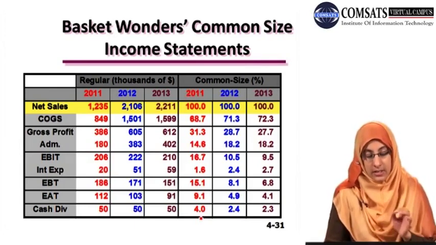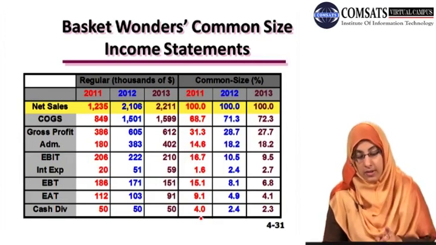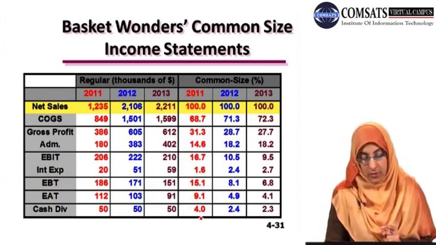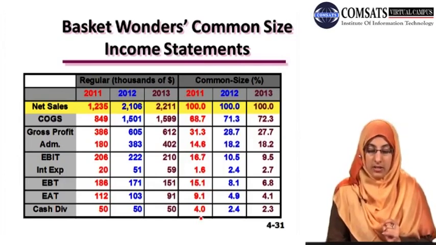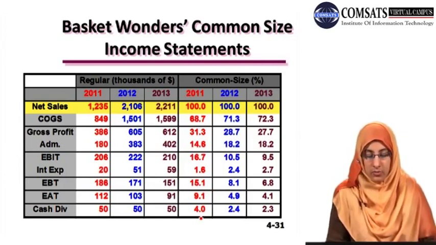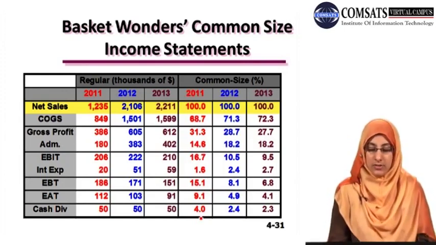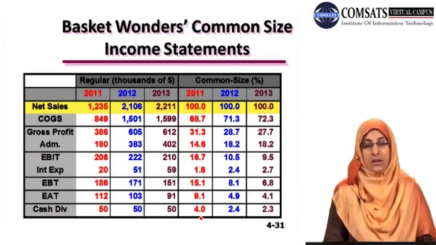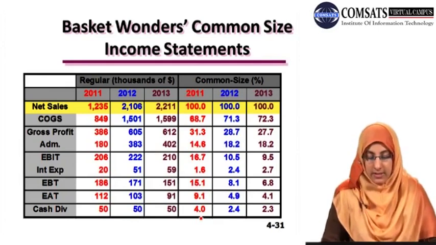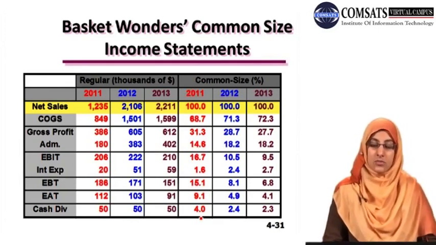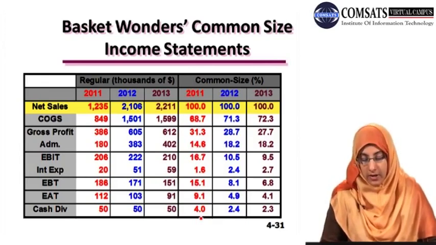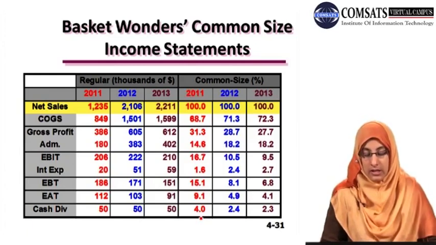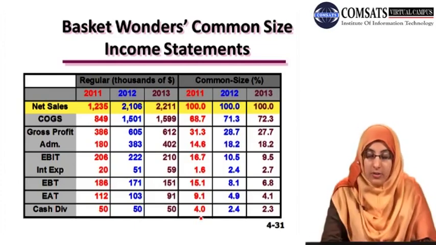Similarly, if we find the earning before interest and taxes for 2012, that is 222, we divide it by your total number of sales, that is 2106. Then we can find that the value would be 10.5% for your 2012 analysis. Now for EBIT for 2013, we have 210,000 rupees. We divide that by the total number of assets, that is 2,211 rupees. We find there is a 9.5% common size value for your earning before taxes.